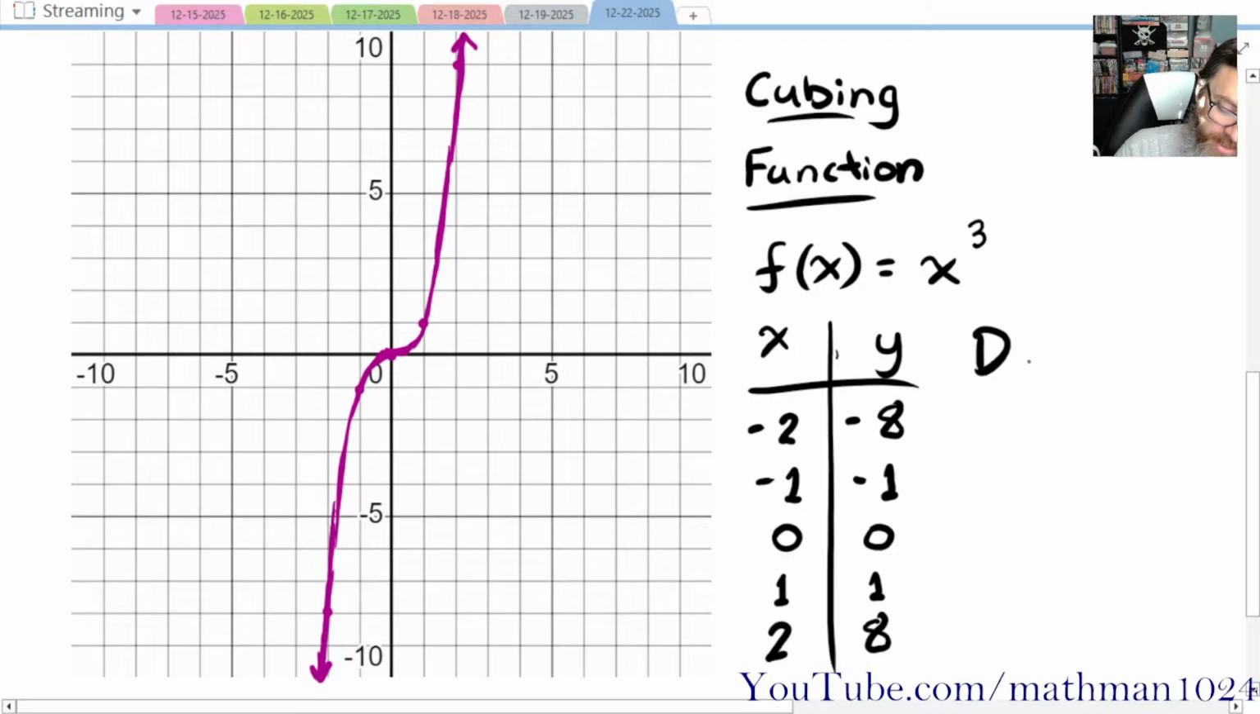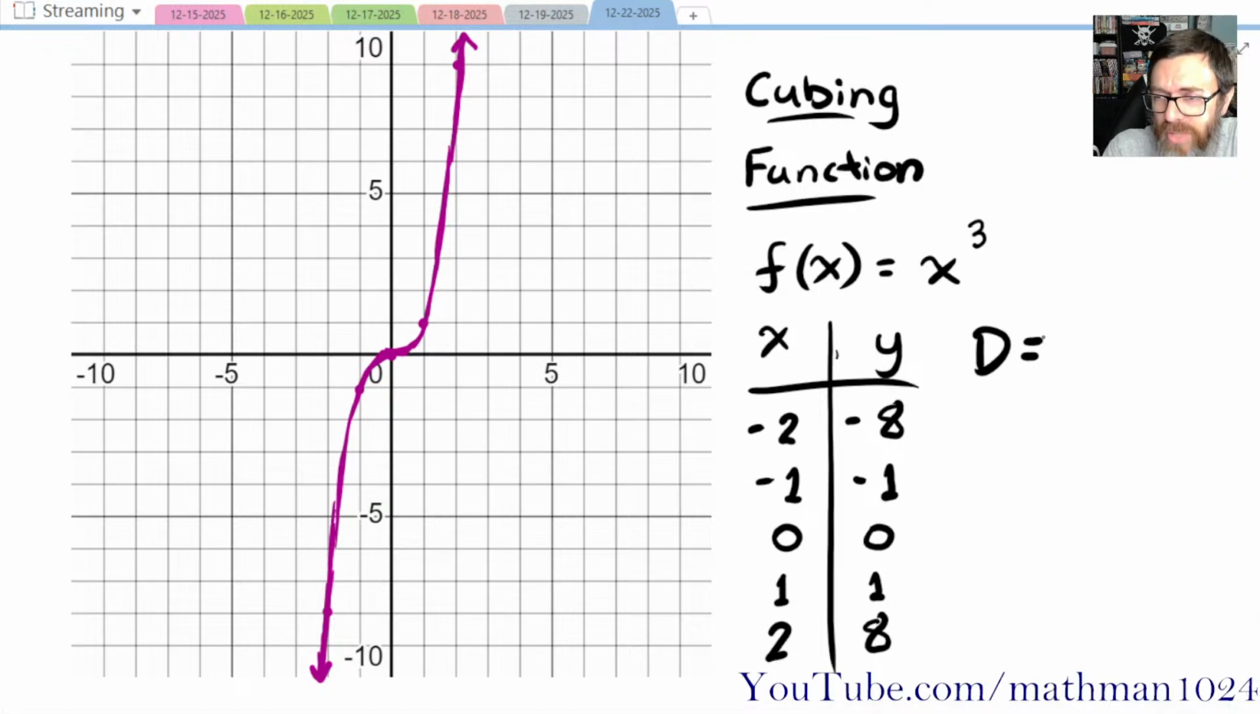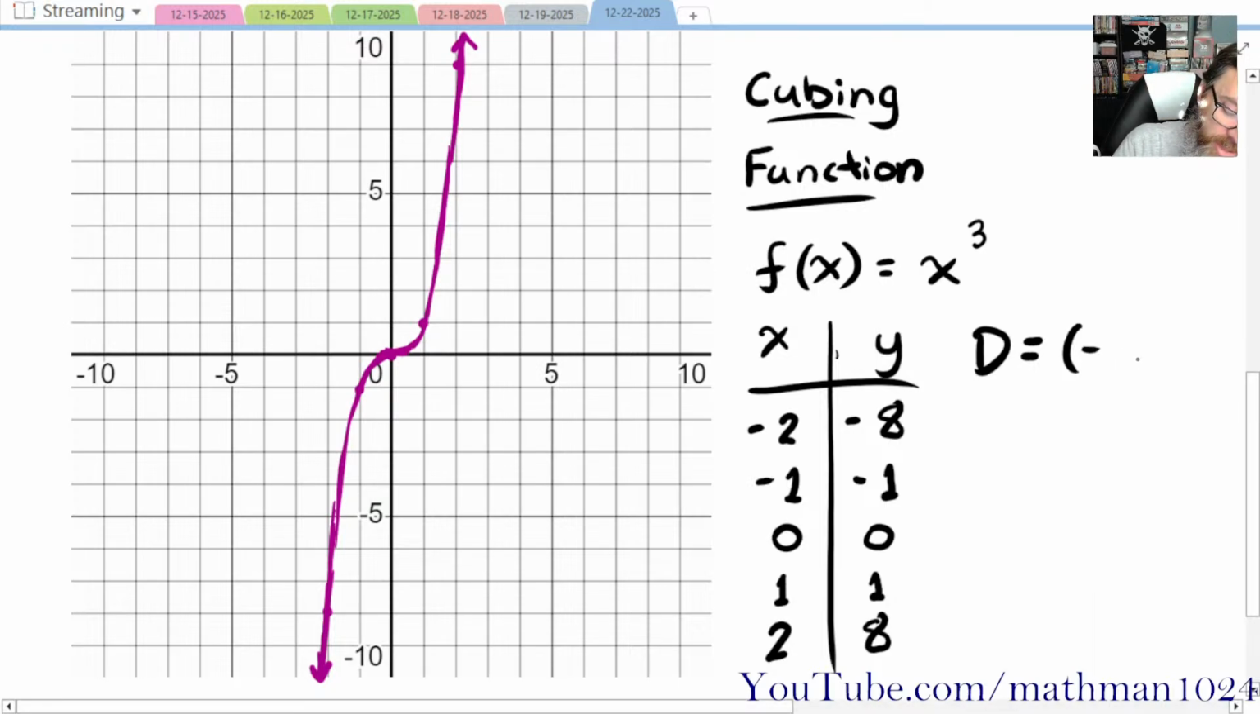But what about the domain? Again, we don't have any radicals, no square roots. We don't have any denominators with x, so my domain should be all real numbers.